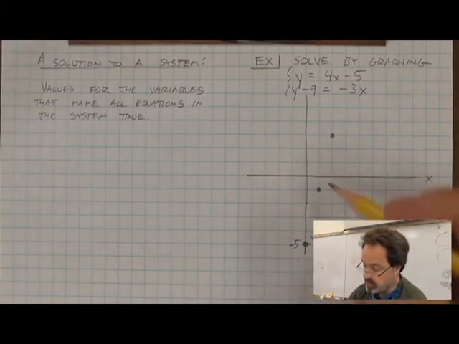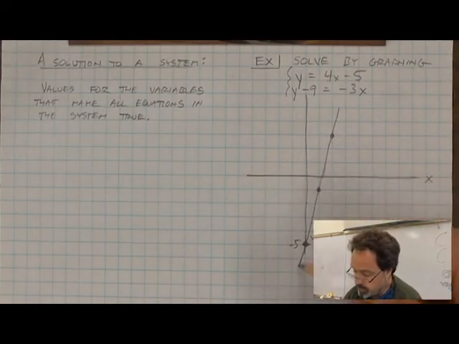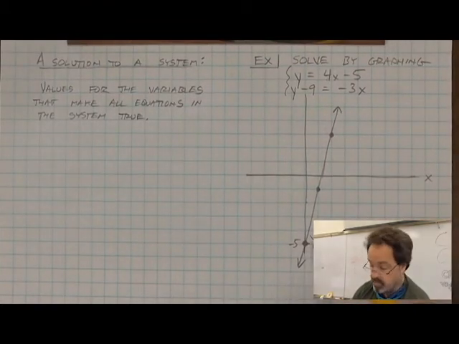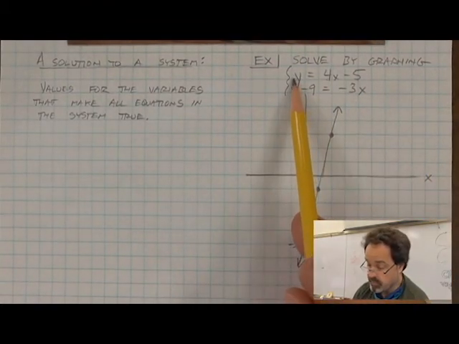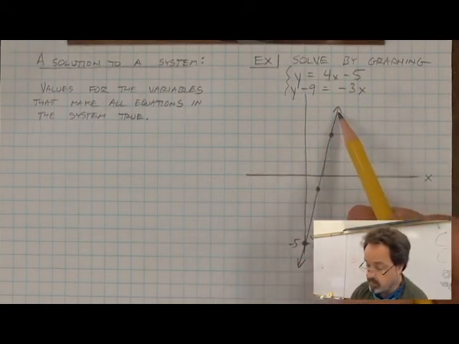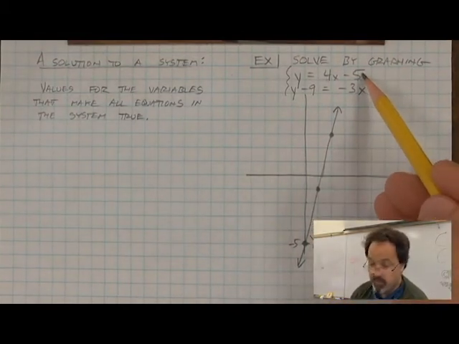I've got a few points here. If I connect them together, this line represents all of the solutions to the equation that I just graphed. That means that every point that is on this line is an x and a y value that makes that first equation true.